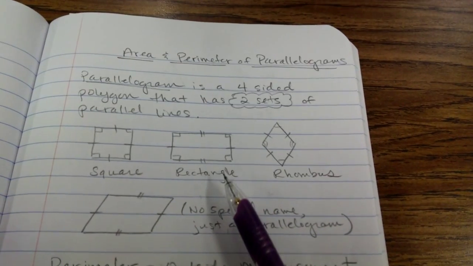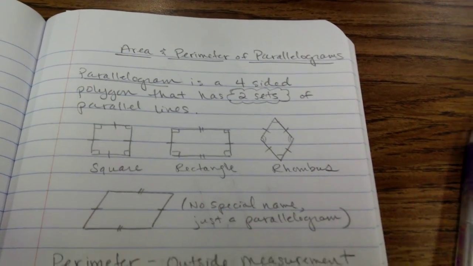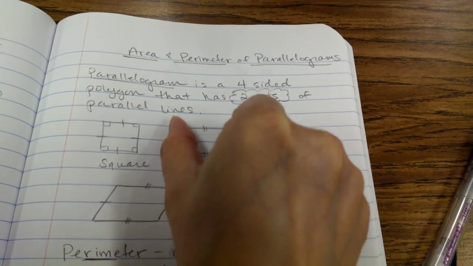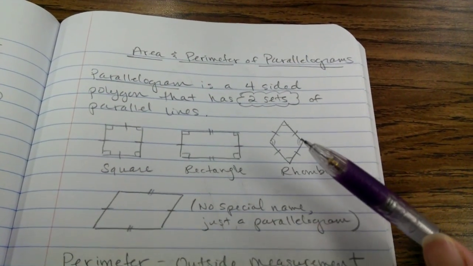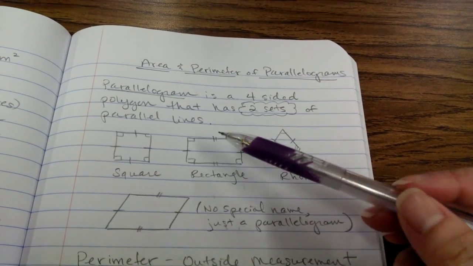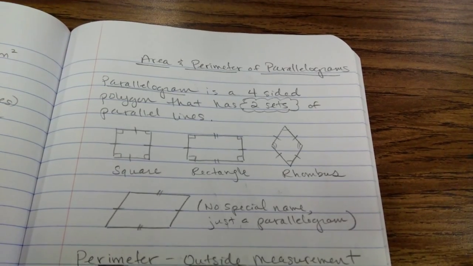Okay. A rectangle is also a parallelogram because it also has two sets of parallel lines. Train tracks going this way, train tracks going this way. So a rectangle is a parallelogram. A rectangle is special because it has 90-degree angles and then opposite sides are the same.